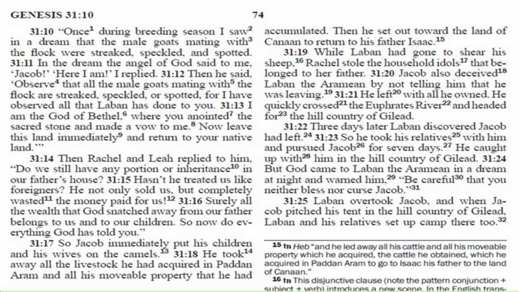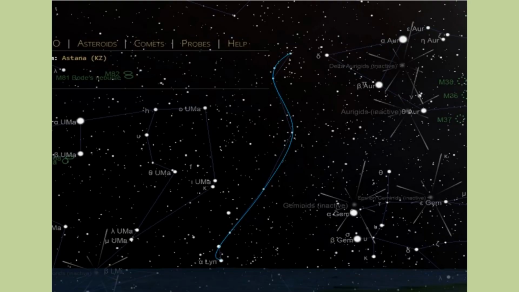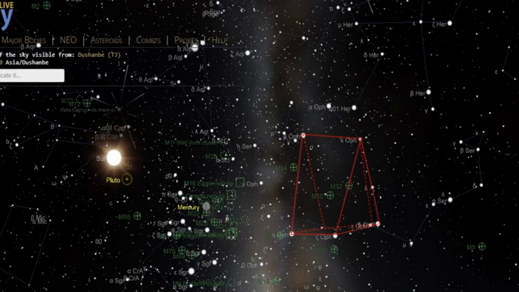Verses 21 and 25 indicate that Jacob had camped in the hill country of Gilead after crossing the Euphrates River. The constellation Lynx represents the Euphrates River. After crossing the constellation Lynx, the sun camped in the constellation of Ophiuchus, where the constellation Ophiuchus is the hill country of Gilead.